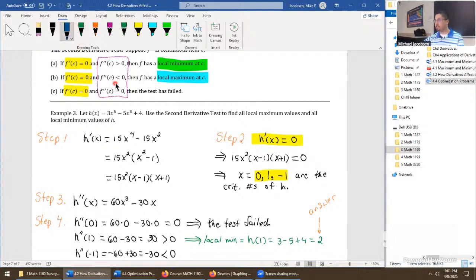We're on part B now. If it comes out as negative, it means we found a local maximum this time. So this implies the local max is the output by plugging in negative 1 into the original function h over here. That will give us negative 3 because negative 1 to the power 5 is negative 1. Negative 1 here from the cubed times 5, so plus 5, plus 4. So we have a local maximum value at height 6. And just for emphasis, that's the other answer, the output to the function.